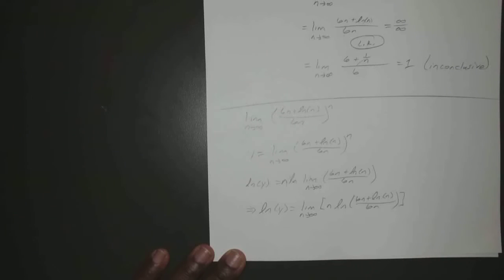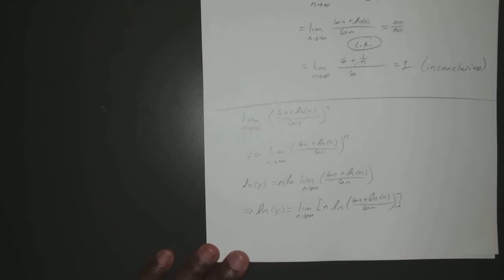Wait, sir. Couldn't you just do the direct comparison test for this? Assume that the 6n plus ln would be a sub n, and the 6n below would be b sub n. Or actually, no, b sub n on top, a sub n on bottom, and then just try and solve for if the bottom diverges or whatnot.